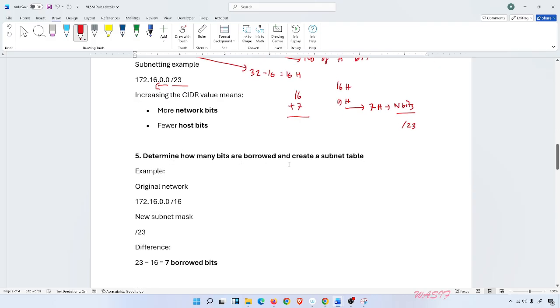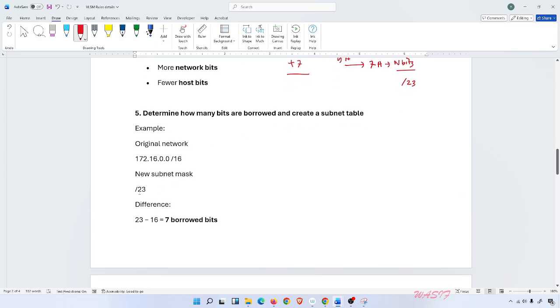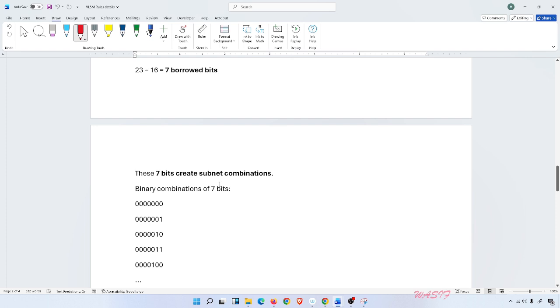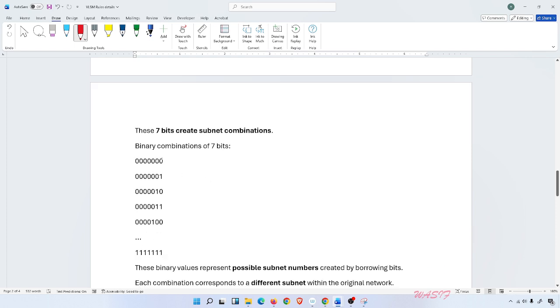Determine how many bits are borrowed and create a subnet table. The new subnet is /23, so we are borrowing 7 bits from the host bits. 7 bits can create a subnet combination. So with the 7 bits, you can create 1, 2, 3, 4, 5, 6, 7. You don't have 8 bits. With 7 bits, you can create 2 to the power 7, which is 128 combinations, so you can create 128 subnets. And each of them is unique.